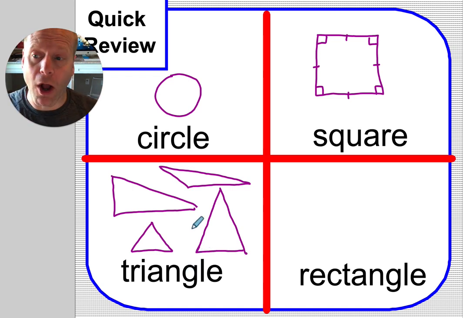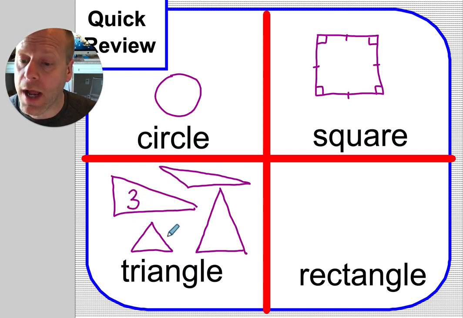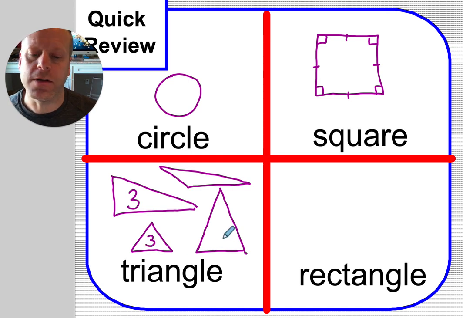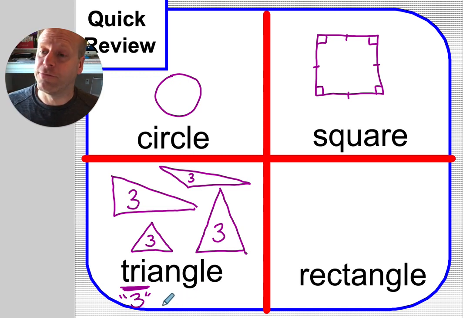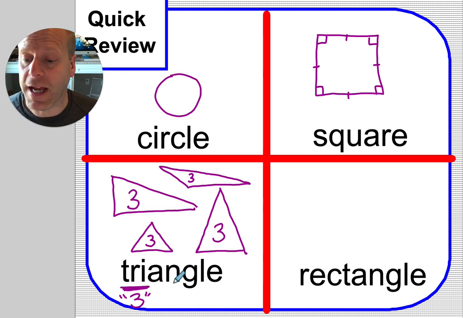But what do they all have in common? Well, triangles all have three sides. Tri means three. Tricycle, right? Triangle. Three wheels on a tricycle, three angles, three sides on a triangle.